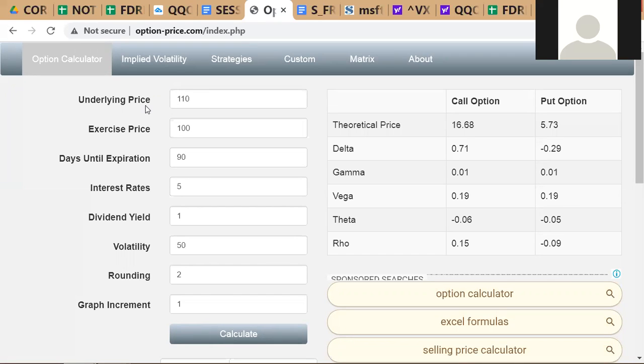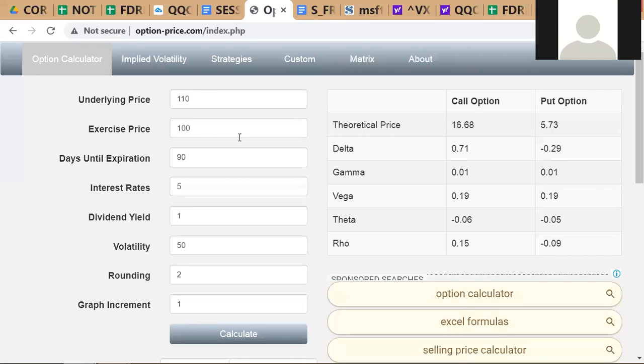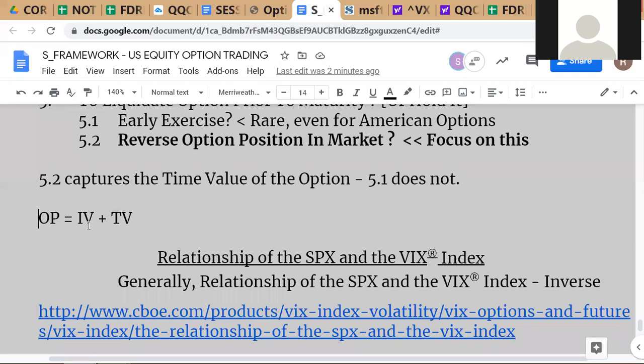Okay, so that's the IV part. So this one you should remember. Don't memorize the formula, memorize the process. Okay, how do you arrive at IV? Once you do that, you don't really have to memorize it. Okay, then IV plus TV.